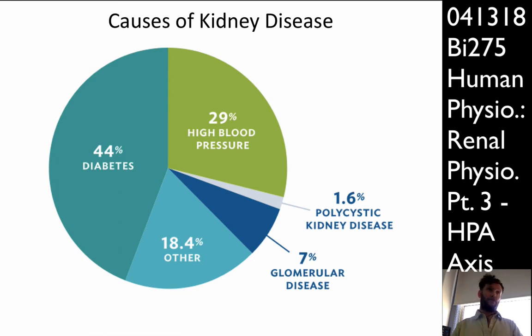Maybe for some reason you drank some ethylene glycol, antifreeze. That would be a bad thing. But about 7% is glomerular disease, glomerular nephritis, Bright's disease. Bright's disease is definitely easier to say. That we started out on Monday talking about. There's a couple other reasons. Polycystic kidney disease, you can get kidney stones.